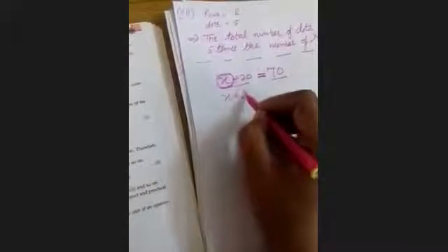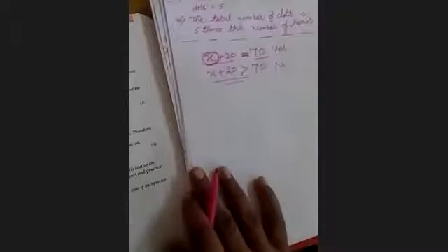Second is, if there is x plus 20 greater than 70, it's not an equation. Yes. Okay. Now we'll discuss exercise 12.4.